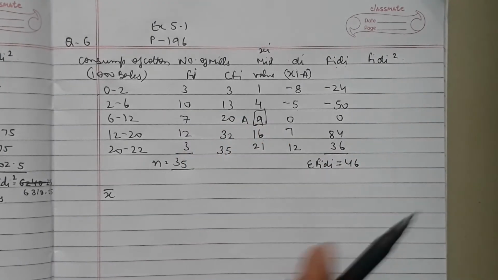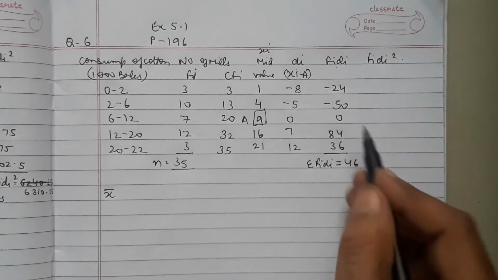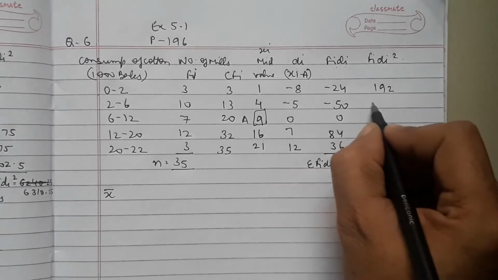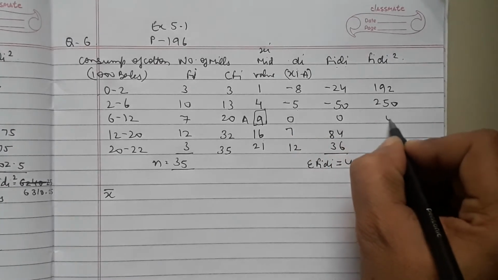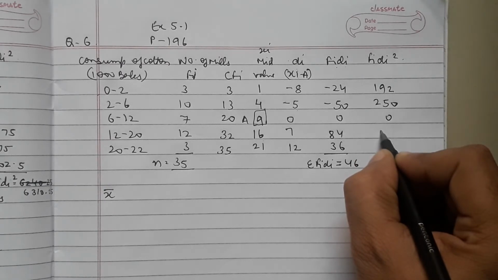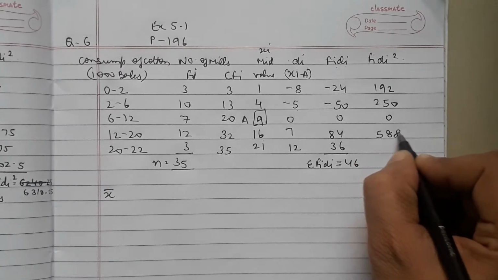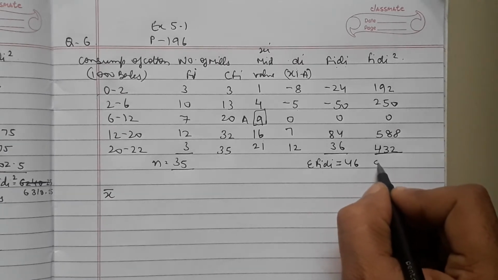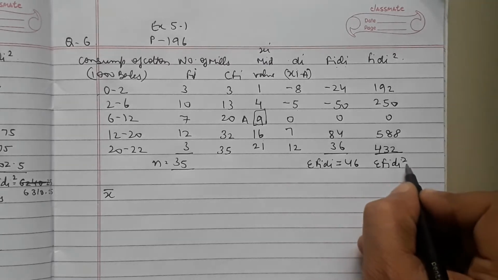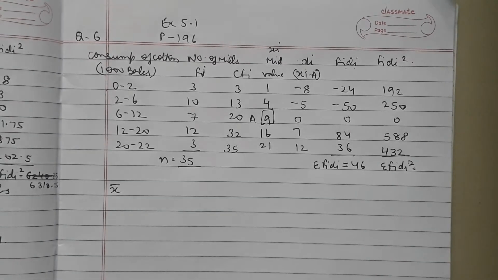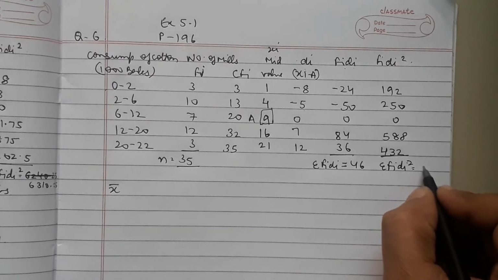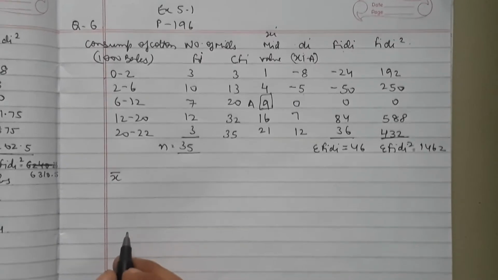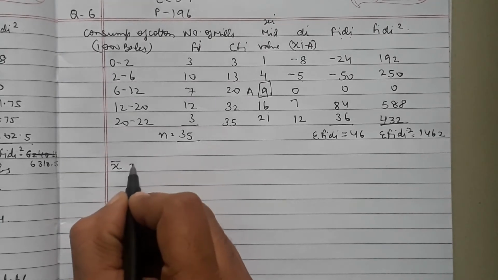Now finding the value for fidi square. Fidi square is what? Fidi multiplied by di. So we have got negative will become positive. 192, 250, 0, 84, 432. Summation of this, sigma fidi square is equal to 1462.